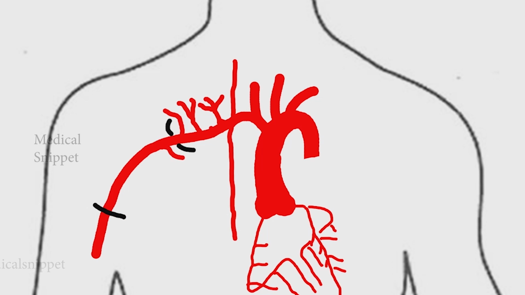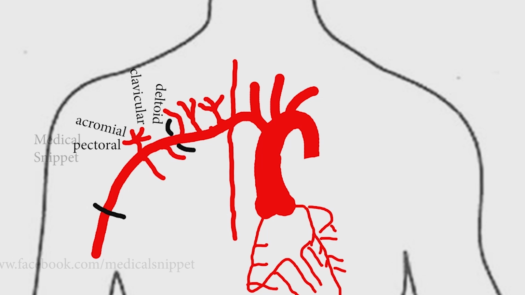The first part gives rise to one branch called superior thoracic artery. The second part gives rise to two branches: thoracoacromial artery and lateral thoracic artery. Thoracoacromial artery splits into four branches: pectoral, acromial, clavicular, and deltoid.